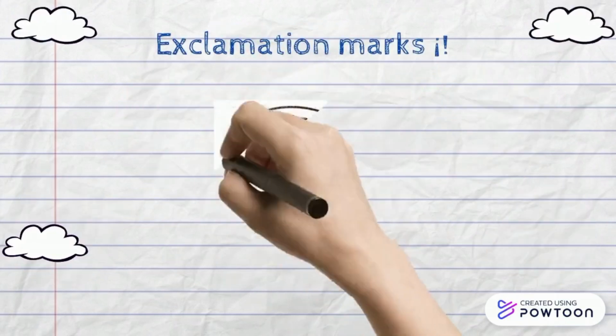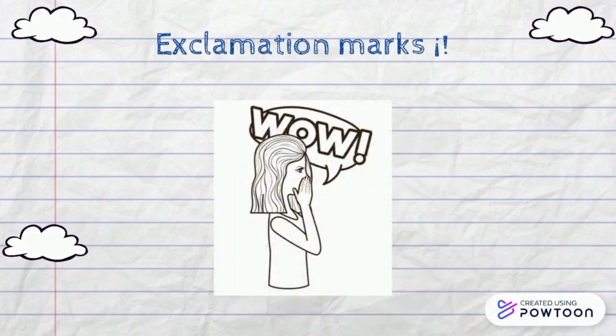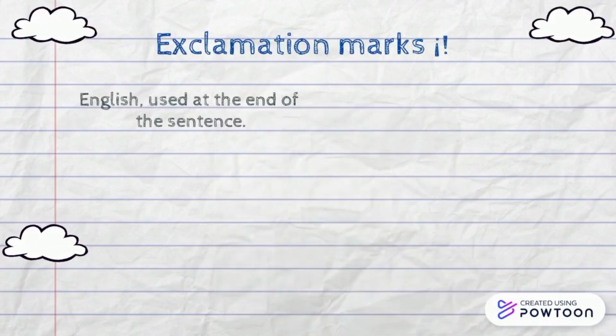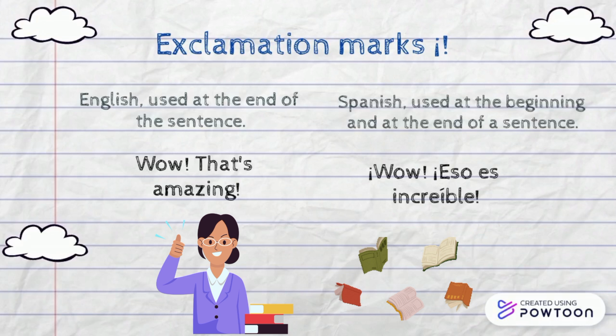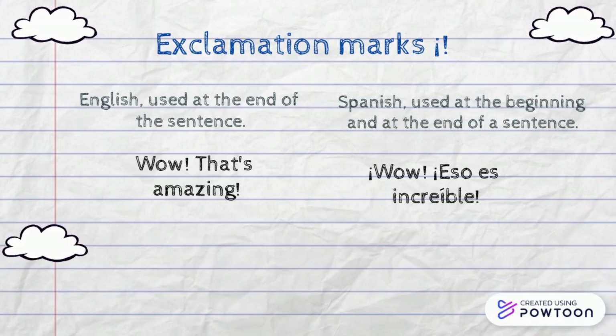Exclamation marks. In both English and Spanish, they have the same use, to show surprise. But in English, the exclamation mark is used only at the end of a sentence, unlike in Spanish, where it is used at the beginning and at the end of a sentence. For example, "Wow, that's amazing!" ¡Wow, es increíble!